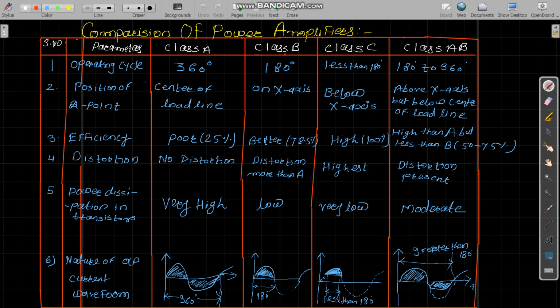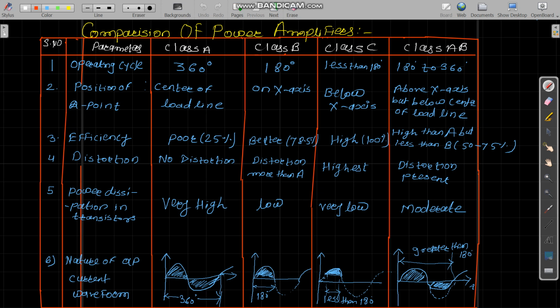Because of that, there is no distortion at the output. What do we mean by distortion here? The way you have given the input, the same kind of output should be there without any flipping of the signal. So that is no distortion in this case. And definitely, when there's no distortion, the efficiency of the class A power amplifier is very poor, almost 25% only. And we can say that the power dissipation in the transistor of a class A power amplifier is very high compared to the rest of the classes of power amplifiers.